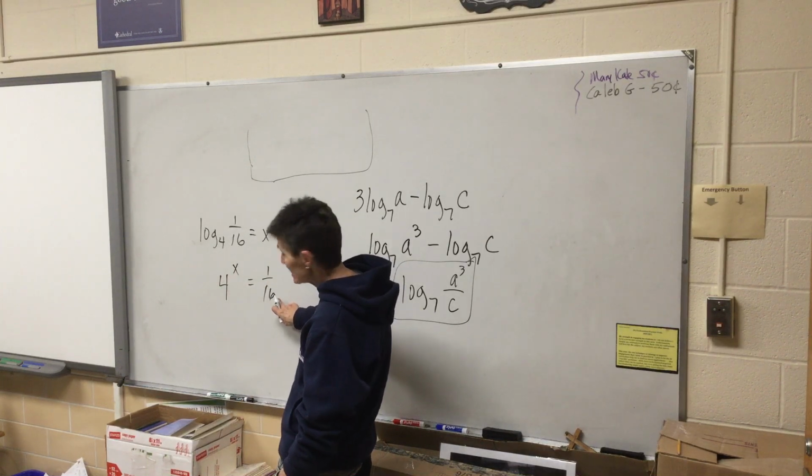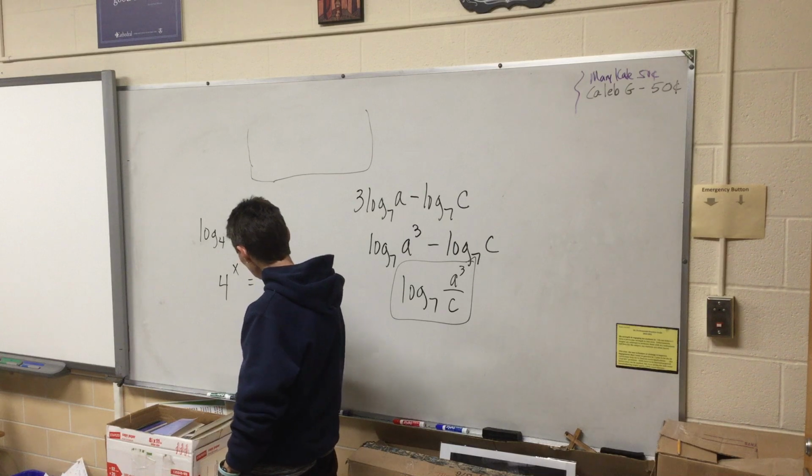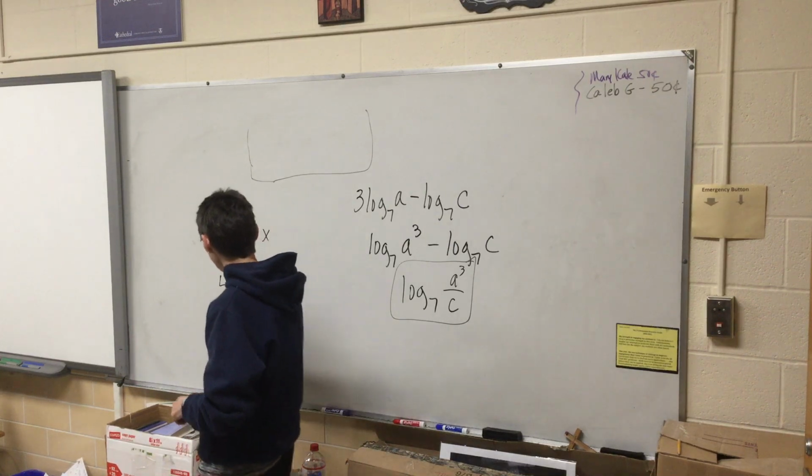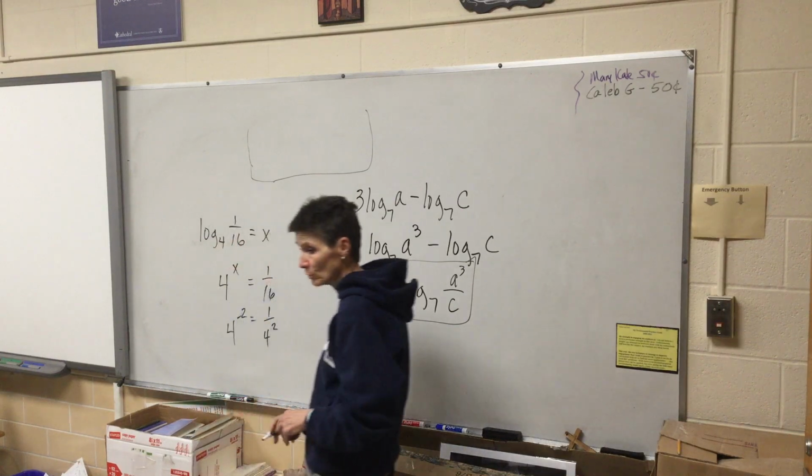Now remember, 16 is 4 squared, right? 4 to the -2nd. Yeah, so the answer would be -2.